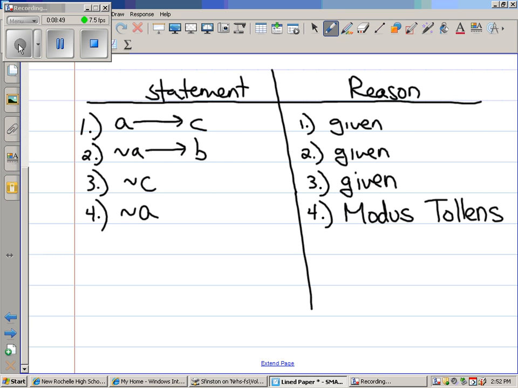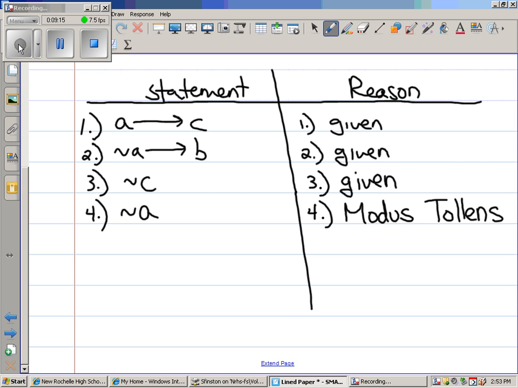Now raise your hand if you would have thought like Brian over here. Raise your hand if you thought a little differently. Sarah, how did you think? Yep. That's the other way that you could have gone about doing it. If you thought like Sarah, Sarah would have done the contrapositive of this, right?